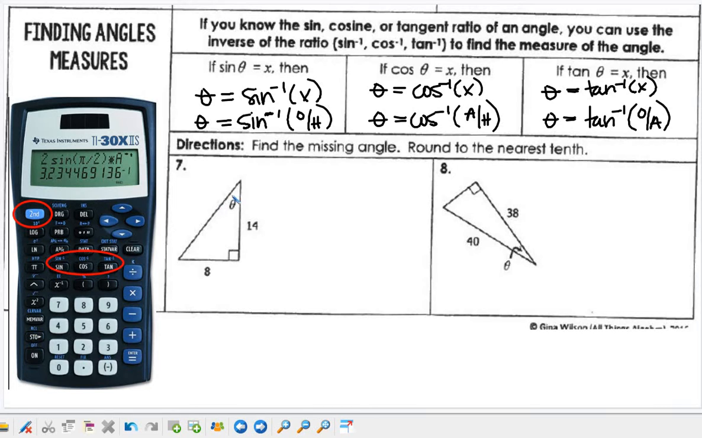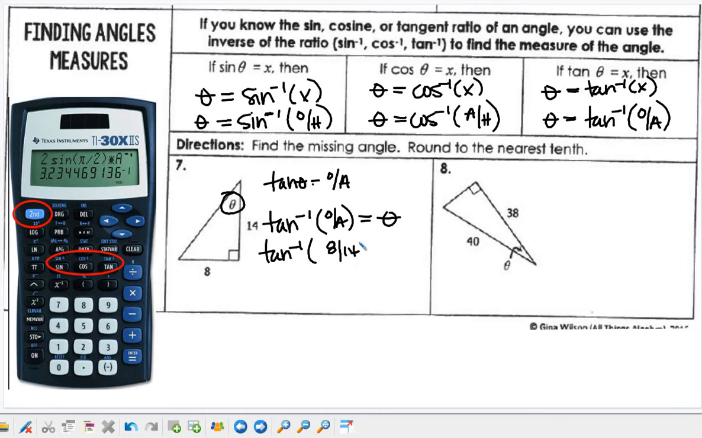Okay? So same thing. I look at my theta and I see what ratio I have. So I have opposite and adjacent. So tangent theta is equal to opposite over adjacent, which means that in order to find this, I have to take inverse tangent. So that means inverse tangent of opposite over adjacent. So I'm going to write it out first, is equal to theta. So tan inverse of 8 over 14 is equal to theta.